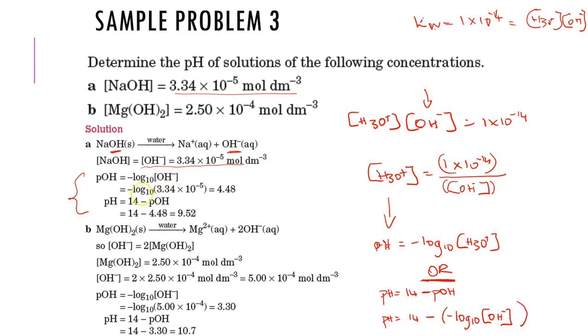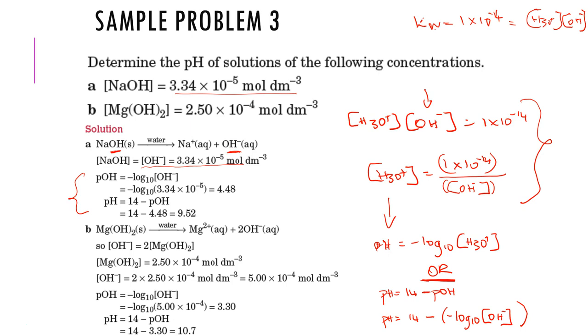And that's the way they've done it over here, so it's negative log to base 10 of 3.34 times 10 to the negative 5, which is equal to 4.48. 14 minus 4.48 is equal to 9.52. I'd like you to have a go pausing it and trying to do it using the method up the top, and then you can decide which one you prefer.